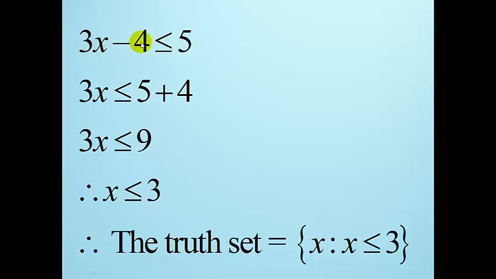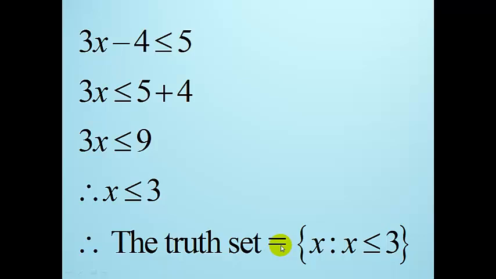We have 3x minus 4 on the left hand side less than or equal to 5. Take note that minus 4 on the left hand side becomes plus 4 on the right hand side because it has crossed the inequality sign. Now 5 plus 4 equals 9, so we have 3x less than or equal to 9. Take note that we are solving for x, so we divide the left hand side by 3 and we divide the right hand side by 3. When we divide the left hand side by 3, we have x. And when we divide the right hand side by 3, we have 9 over 3, that is 3. Therefore, the value of x is less than or equal to 3.